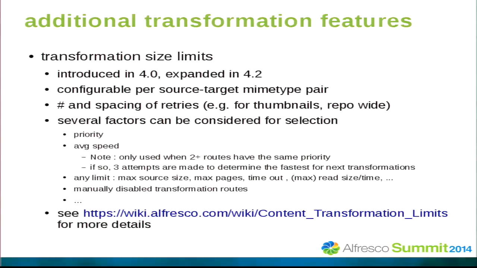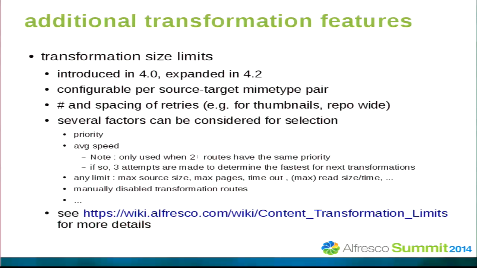So if you don't need to set a global limit, you can say, for that specific transformation, in that case, for example, video to text, I'm not allowing transformation if the video file is more than 100 megabytes, for example, because it's going to fry your server.